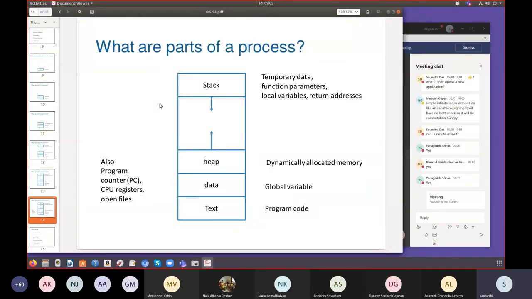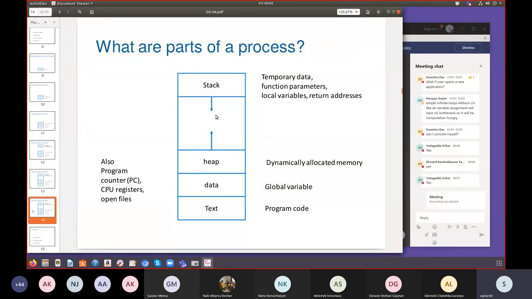So let us continue from what we were discussing yesterday. This is where we discussed how a process looks in memory. First we discussed the difference between the terms process and program, and we understood that a process is an active entity. That means it is something under execution, and therefore it must have a representation in memory.